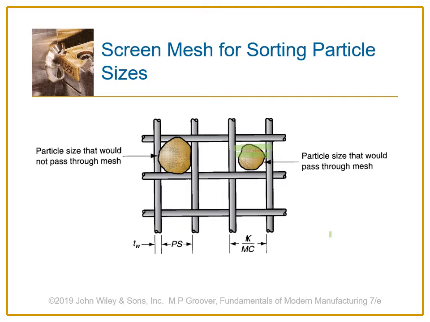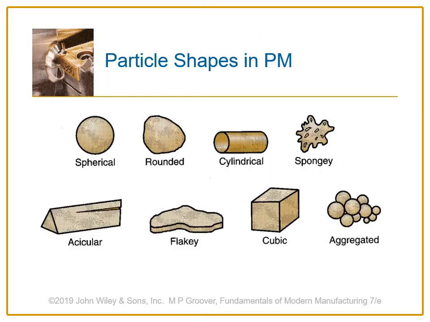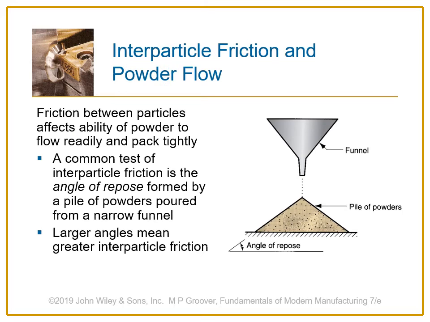Here are some terms to calculate the size, but you're not required to do these calculations. Now these are different shapes of the particles. They could be rounded, spherical, cylindrical, and as you can see, all of these different types. We see how we can have different sizes of particles and different shapes as well.